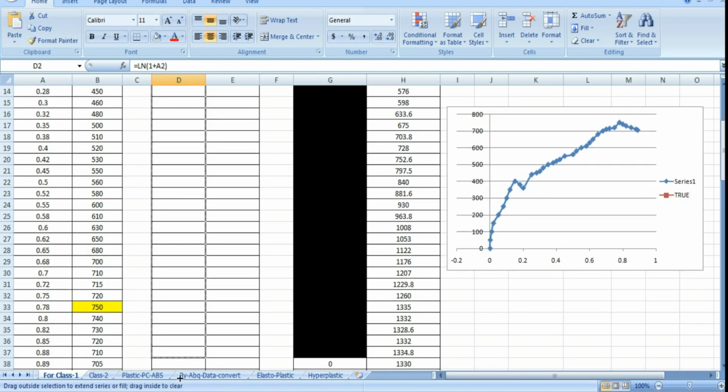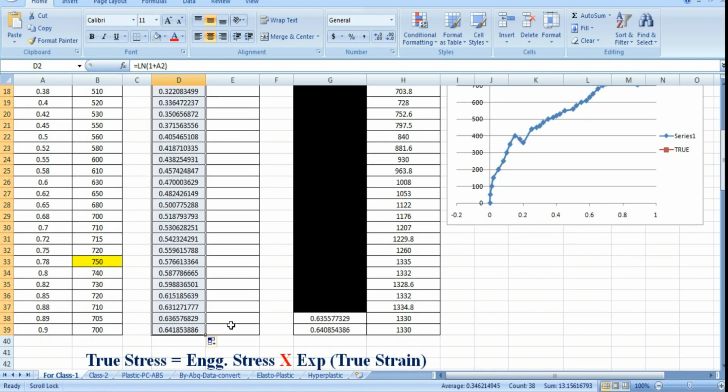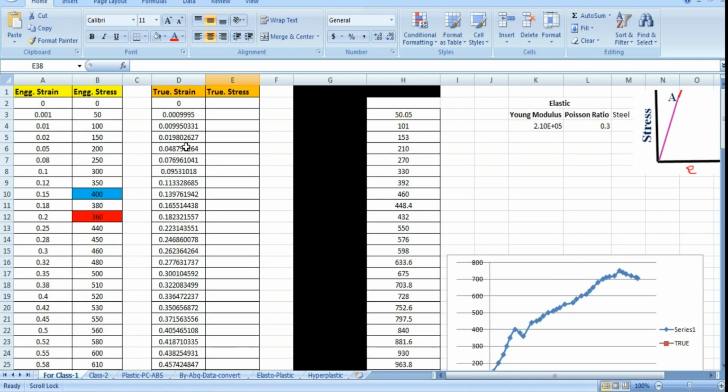It is not taking, I don't know why. See this, okay. So that's your true strain value. So here is your engineering strain, and that's your true strain. You can see it is always differing, changing.